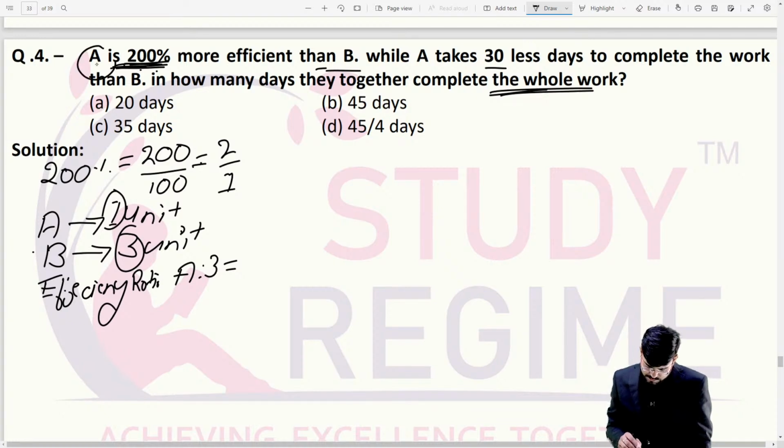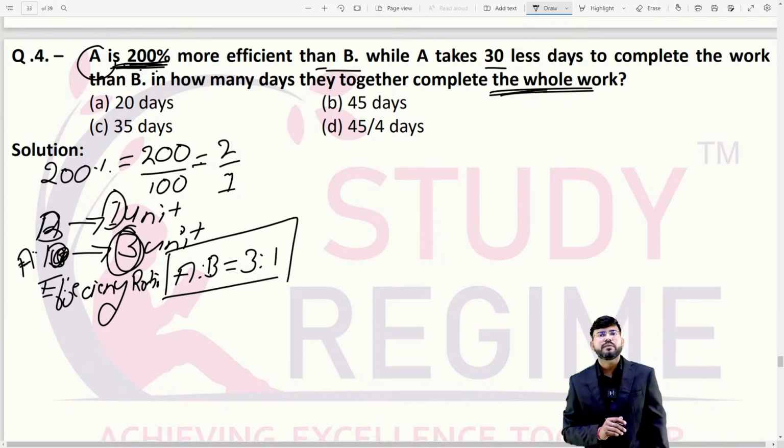Here in this question, A is more efficient. So you need to write it like this: this is B, sorry, this is B and this is A. Why? Because A is more efficient. I had written that B is efficient, but to make a correction, A is more efficient than B. So if A is doing 3 units of work, then B is doing 1 unit of work. The ratio of efficiency of A to B is 3:1.